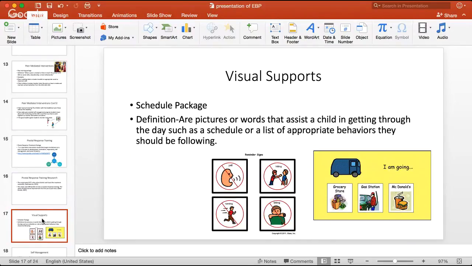So on the right, it shows a perfect example of I am going to. So they know they're going to the grocery store, they know they're going to the gas station, and they have something maybe enjoyable that they want, McDonald's at the end. So this way, the child knows the exact schedule, and this is big for children on the spectrum because if they don't know what's next, it can cause a behavior.